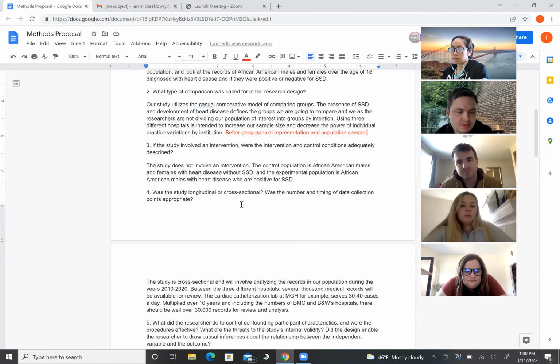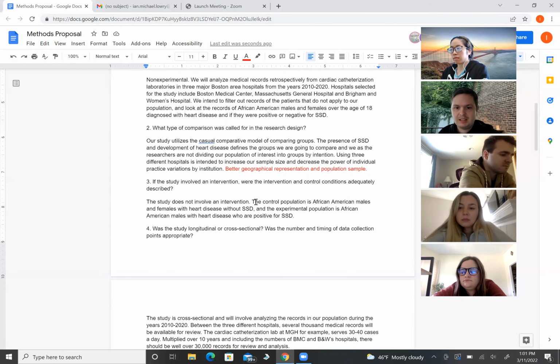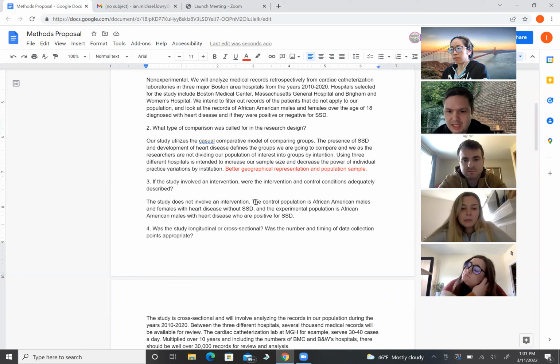In our literature review, most of the studies were done retrospectively. There was the study that was done with the mice, and obviously they were introducing an intervention. They were actually doing the experimental method, but we're not doing that. We're not intervening at all. We're not treating these patients. We're just recording what we find from the cardiac catheterization records, and then looking to analyze the relationship of sickle cell disease and cardiac disease from the records that we analyze. Mhm.